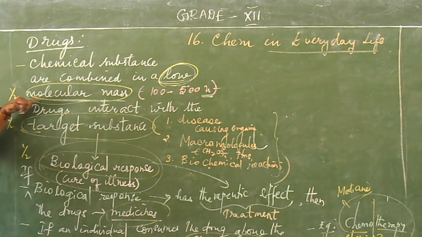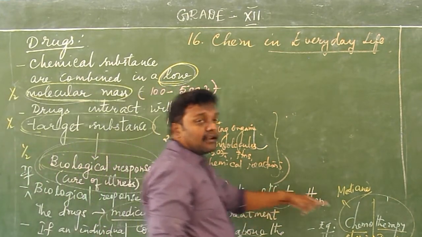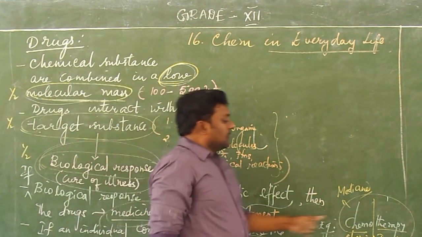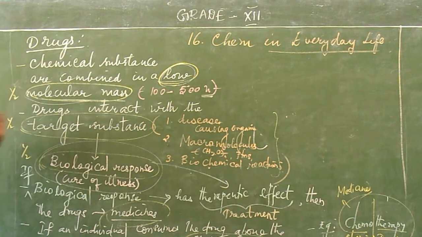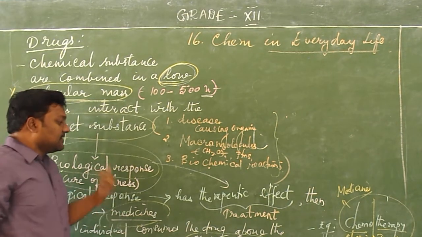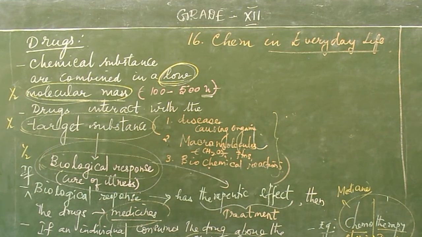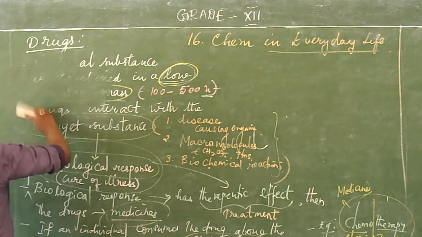So the key terms, again we will revise: low molecular mass, target substance, biological response, medicine, potential poison and chemotherapy. Why am I telling you again? Because you have to study now, you have to get into this chapter, otherwise it will become very difficult for you. So study now and then. Low molecular mass, target substance, biological response, medicine, potential poison, chemotherapy. I hope you have understood drugs. Now we go for the classification of drugs.